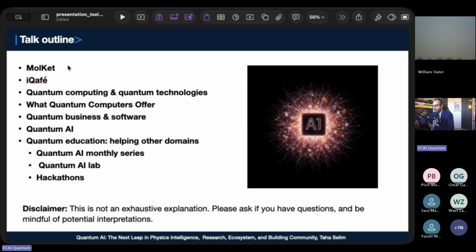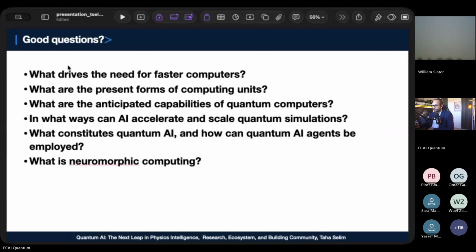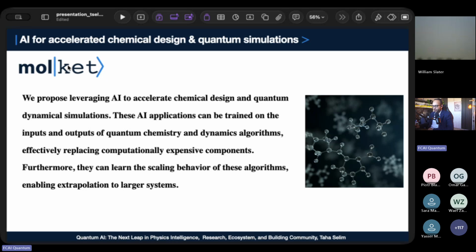And now we come from the community. The community is about quantum computing. And the question will start, why do we need quantum computers and what can quantum computers offer for us? And if we know this, can we know a bit about quantum business and software and quantum AI and a bit of quantum education? So those are good questions.